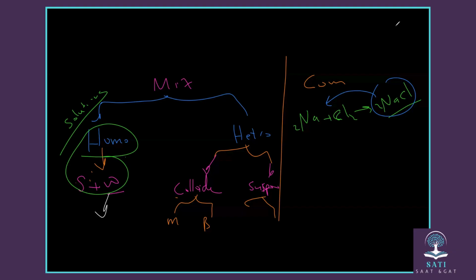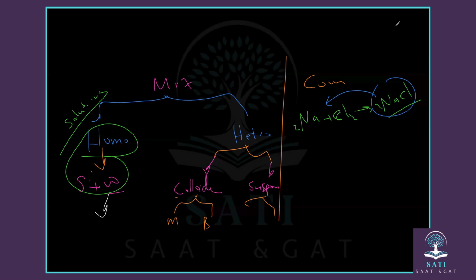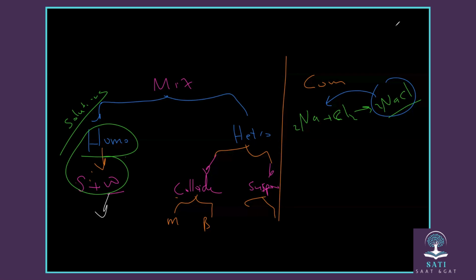What are solutions now? They are homogeneous mixtures. Good. And what do we need to know about solutions? Solutions contain two or more components. For example, if we are talking about sugar and water, as we know, the water molecules are much more than the sugar molecules. The amount of water is more than the amount of sugar in the solution.